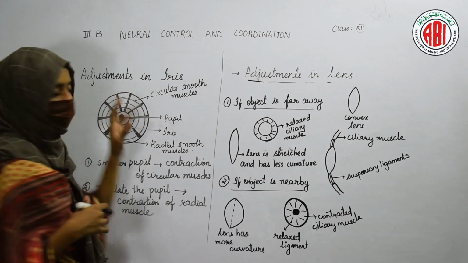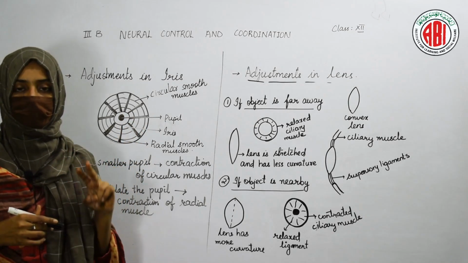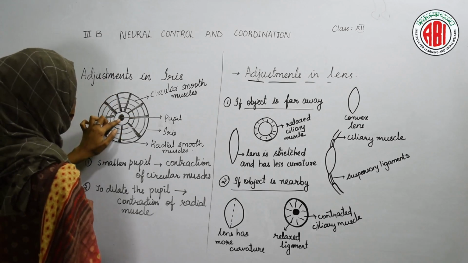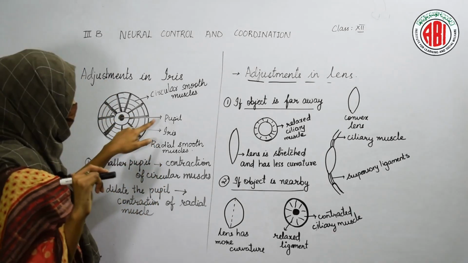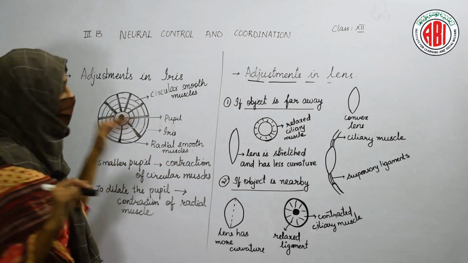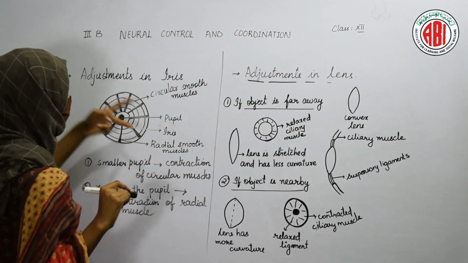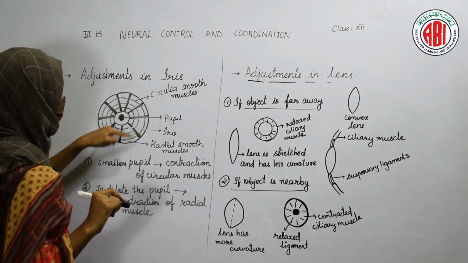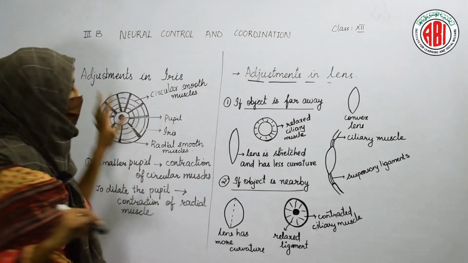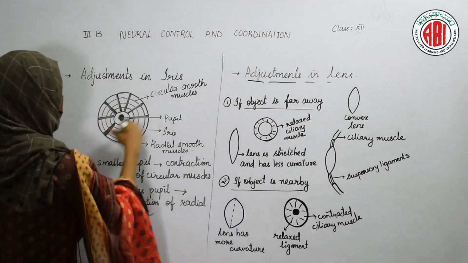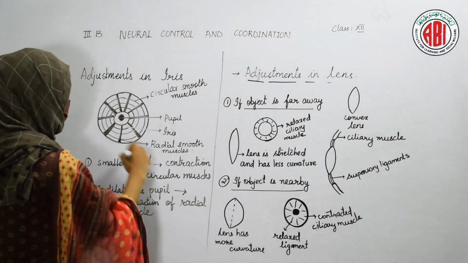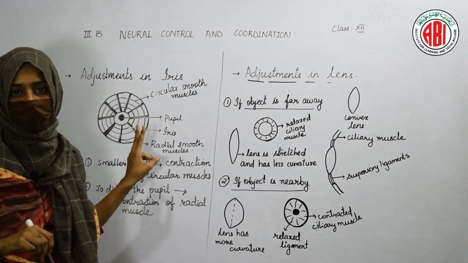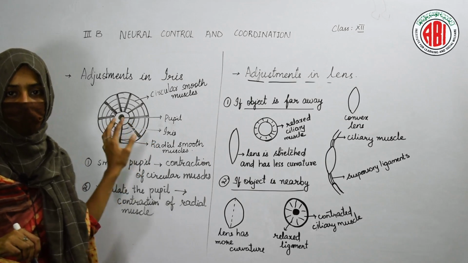So, the iris shows you the two main muscles in its structure. Firstly, the iris is present, and in the middle of the iris you can find a hole called the pupil, through which the light enters into our eye. Now, this iris has two main types of smooth muscles. One is circular smooth muscles and the other is radial smooth muscles. Circular smooth muscles are circular in shape, and radial smooth muscles are like rods. So, these are two different kinds of muscles that you can find in the structure of the iris.